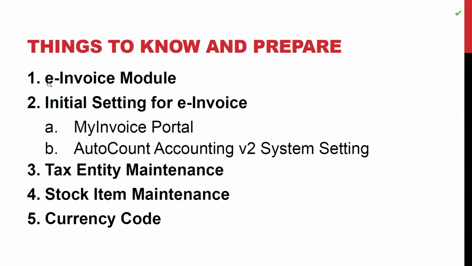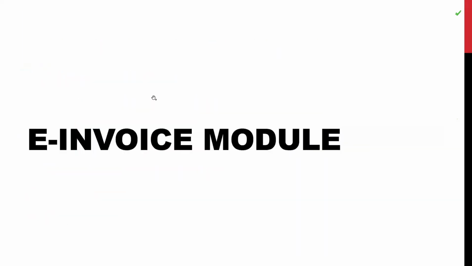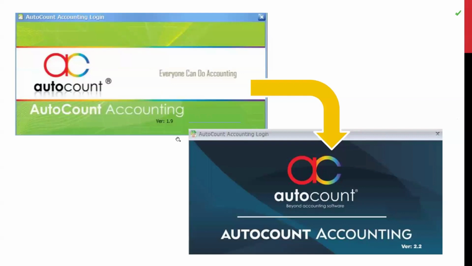The first thing, you need to get prepared with the eInvoice module for your AutoCount system. The second and below are all maintenance inside AutoCount. So for the eInvoice module, if you are still using version 1.9, you must upgrade to version 2. Then only can you purchase the eInvoice module.